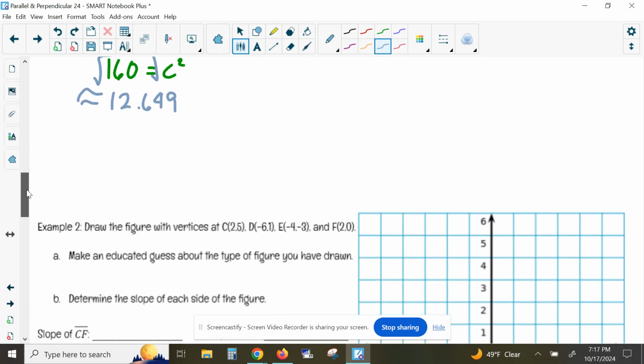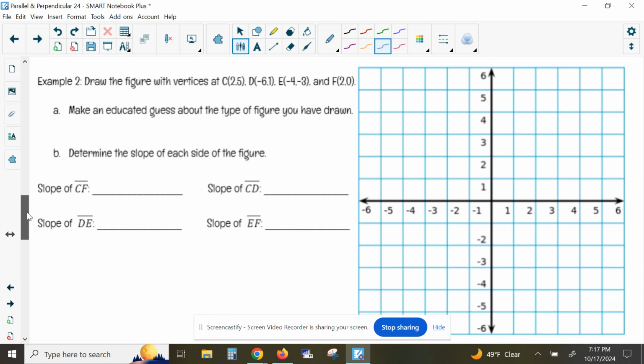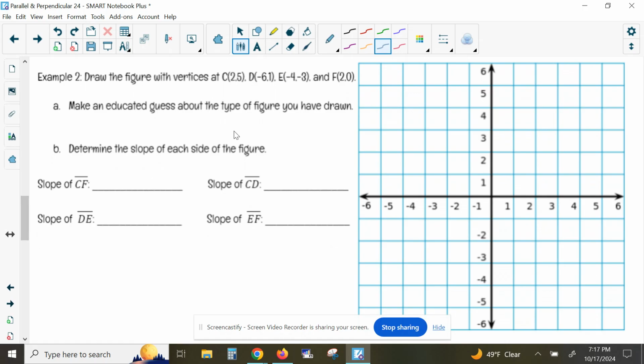Okay, let's go to the inside. Now this is one big bad problem. Lots of steps, so take your time when you graph the points and make sure that everything's right. So we're going to draw the figure with vertices at C is 2, 5. So that's over 2 and up 5. That's this guy, call him C. D is at negative 6, 1. Back 6, up 1. This is my D.